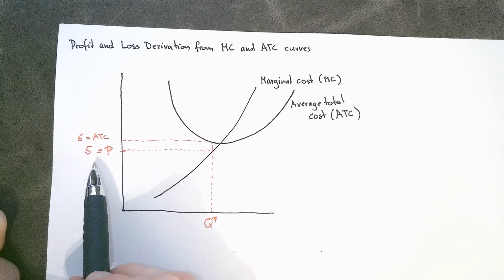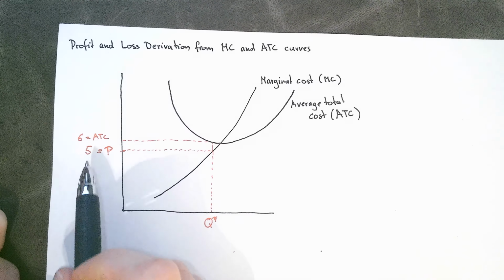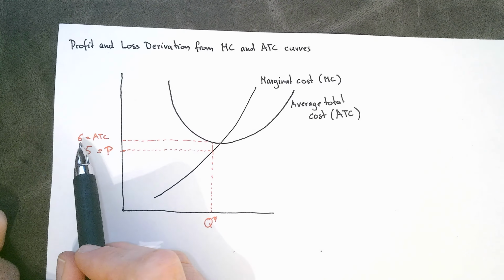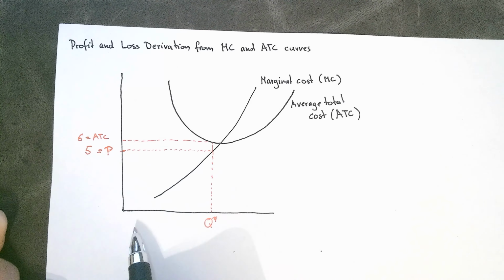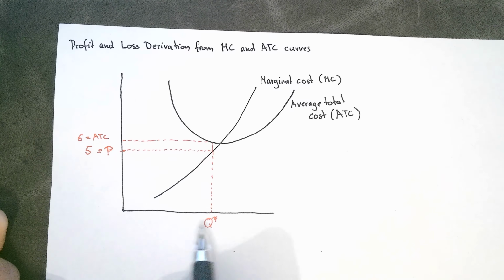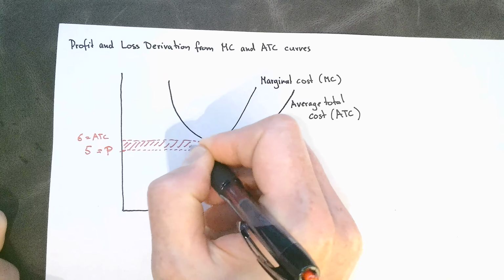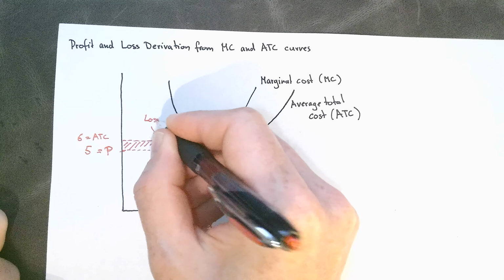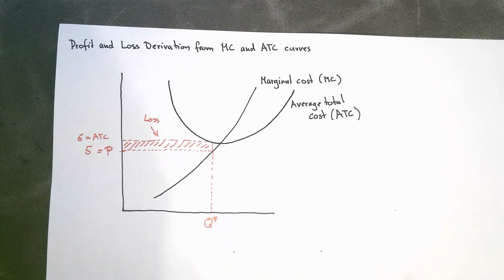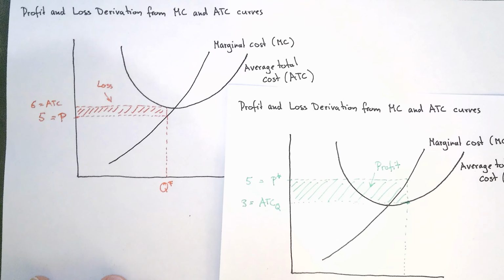And hence, since the producer is selling something at the price of $5, but is having to pay $6 per unit, the producer makes a loss of $1 per unit, and hence the entire total loss would be the per unit loss times the quantity. So here this entire area would be the loss from this production.